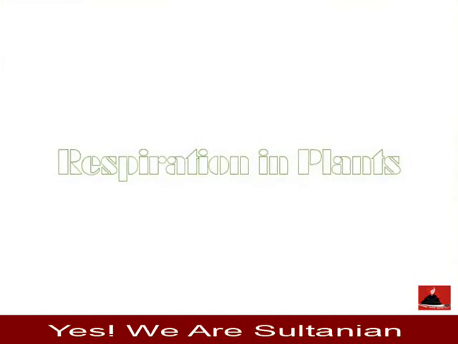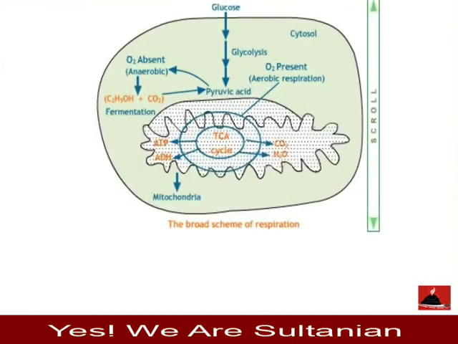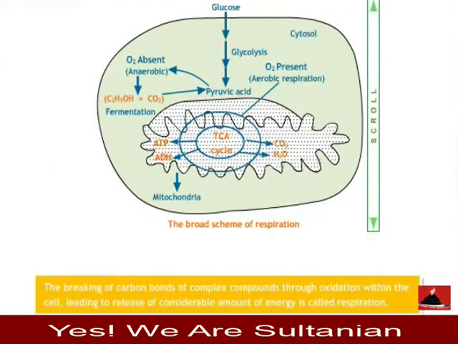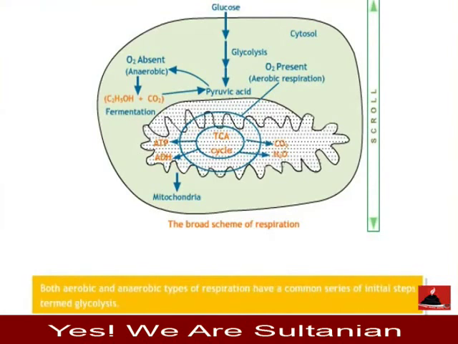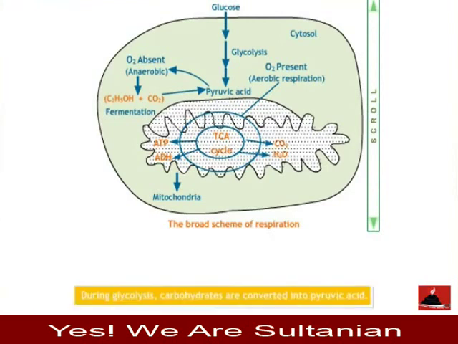Respiration in plants. Respiration and its initial steps. The breaking of carbon bonds of complex compounds through oxidation within the cell, leading to release of considerable amount of energy, is called respiration. Both aerobic and anaerobic types of respiration have a common series of initial steps termed glycolysis.